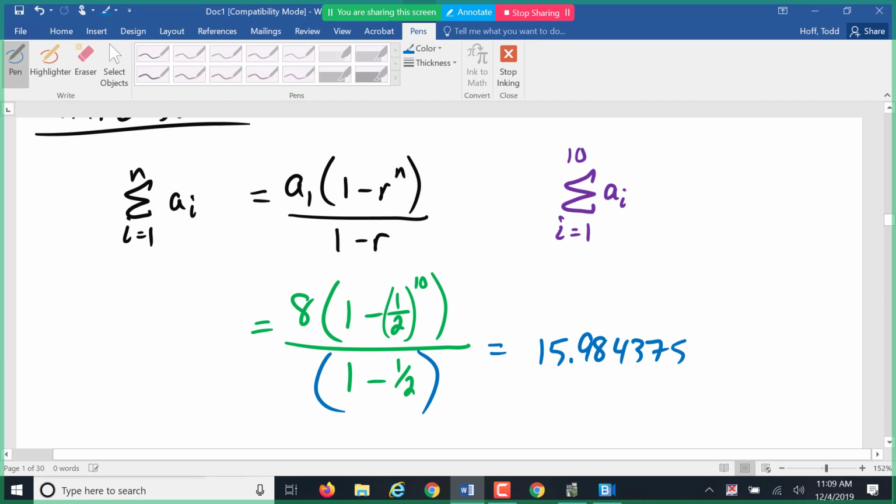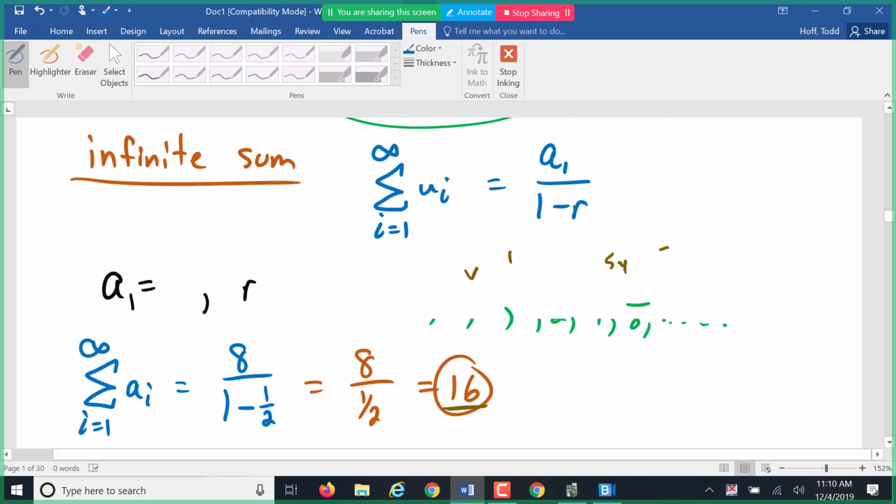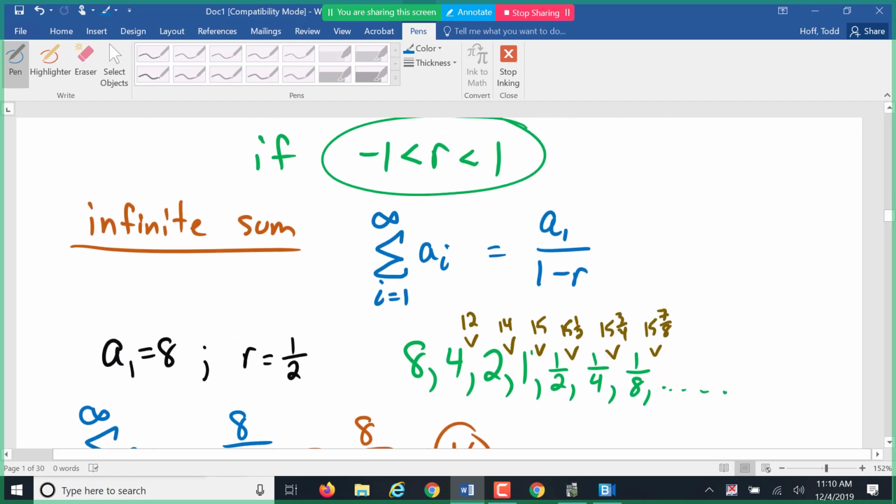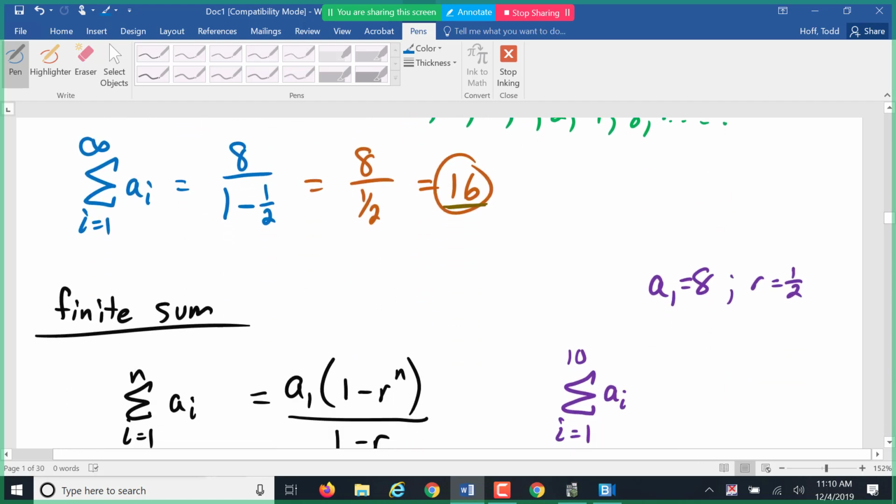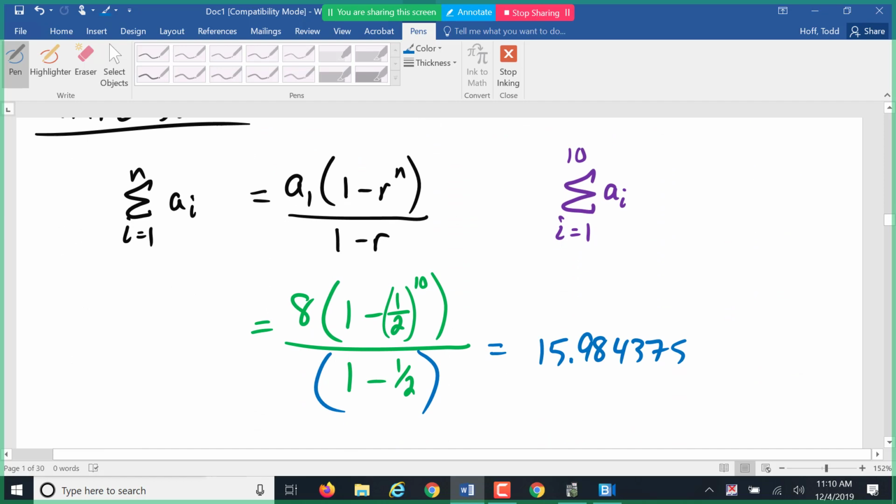Now, if you look at that, I think that comes out to be 15 and 63/64 or something like that, if you were to change that into a fraction. But that is the finite sum of those first 10 terms.